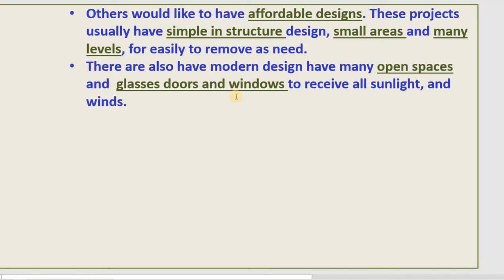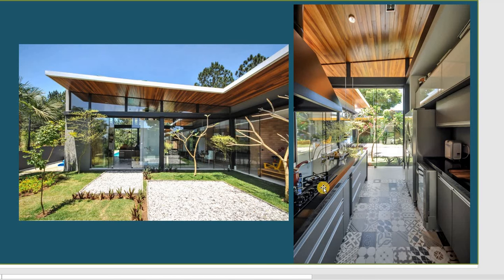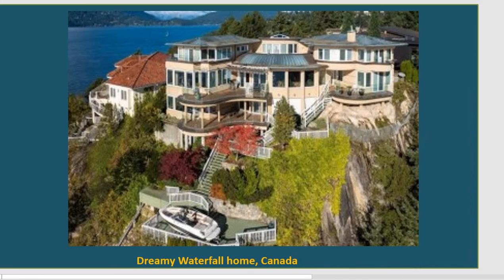So the modern design also has many open spaces, glass windows and doors that look like contemporary, but they don't use a lot of inside design like contemporary. This is one example where the people designed the kitchen and the living room with a round wall of glass. So that's why they use 100% natural light coming into the house.